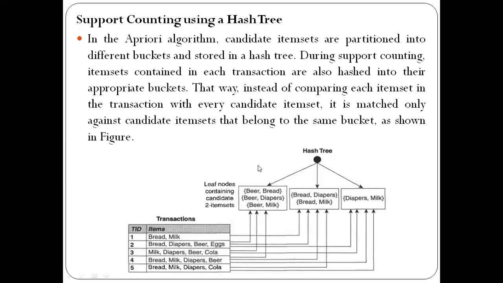Candidate item sets are hashed, or placed, into different buckets of a hash tree. While performing the support counting, the items present in the transactions are also hashed into the appropriate buckets. As I told in one example, bread and milk will be hashed into the second bucket, because the candidate 2 item set bread and milk is present in the second bucket of the hash tree. So no need to compare with the first and the third bucket of the hash tree. Like this, we will be reducing the number of comparisons in the hash tree method.